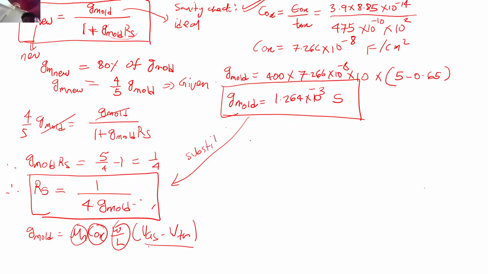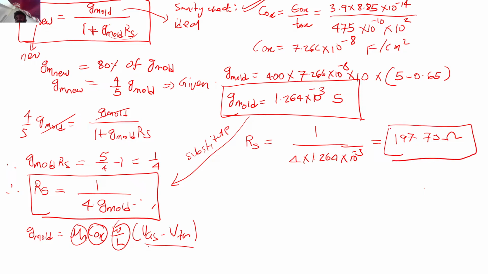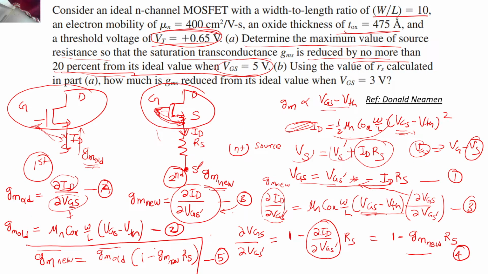So substituting, your Rs will come out to be around 1 upon 4 into 1.264 into 10 to the power minus 3. So your Rs value is going to come out around 197.73 ohms. This is the value of Rs that they were asking: what should be your source resistance so that your new Gm will not be dropping by more than 20%. I hope this part was clear. If you guys have any doubts, then please ask, because this was an important question.